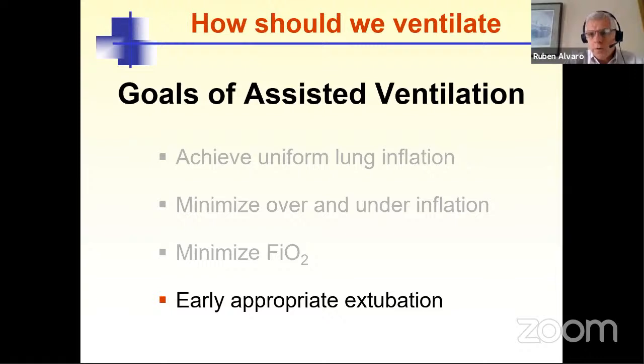And fourth, always use early appropriate extubation. As I said before, intubation is never the default. Never be happy with a baby that is intubated. Always, always work toward extubating that baby, getting the tube out.